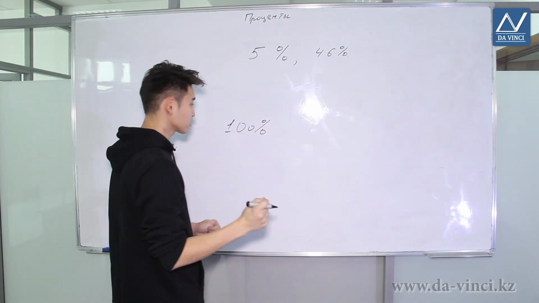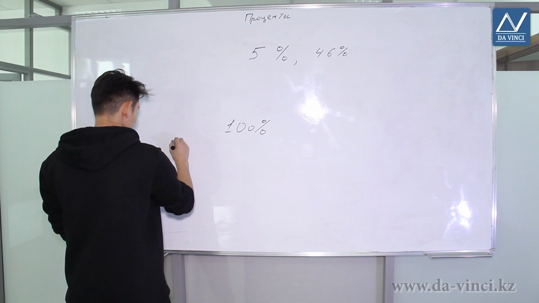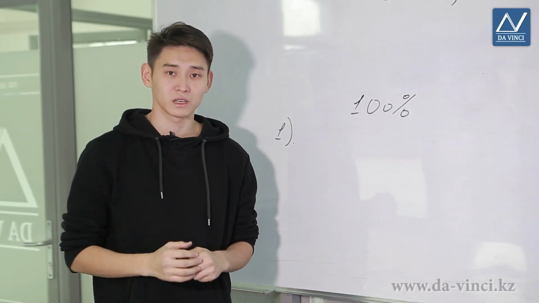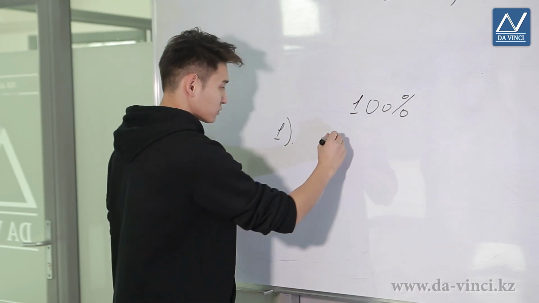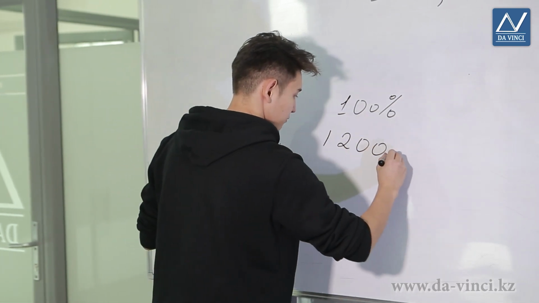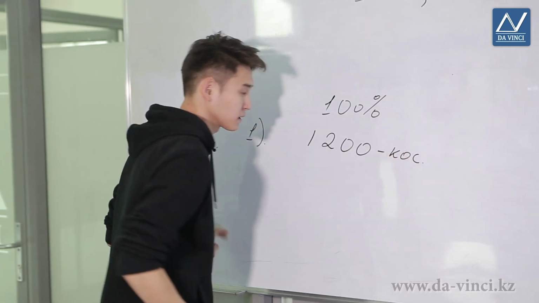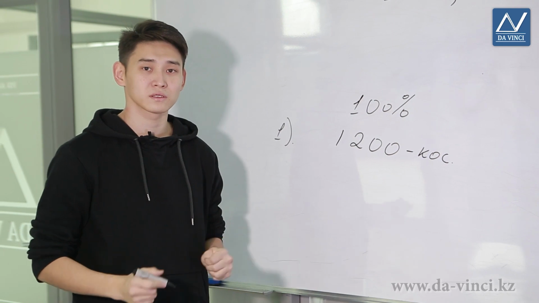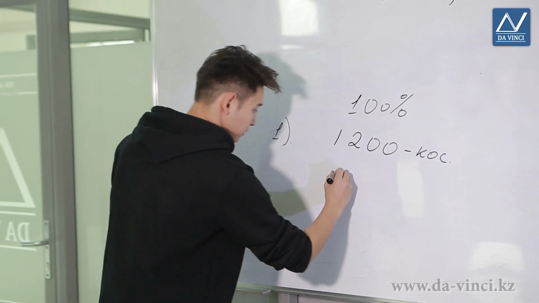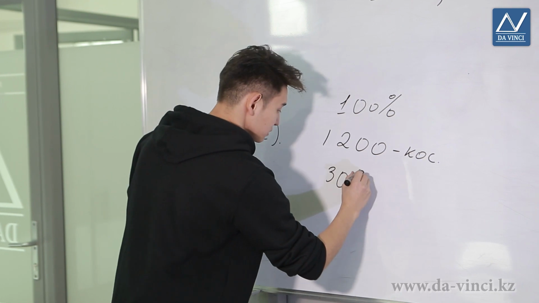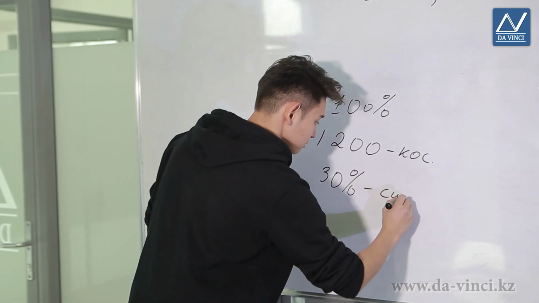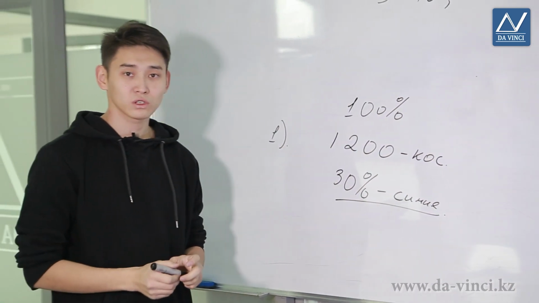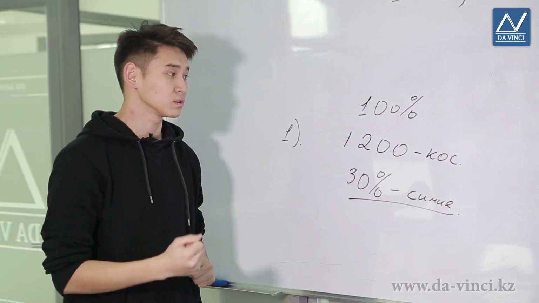Now let's consider an example. Example number 1. Let's have some kind of clothing company. It produces 1,200 suits per year. Let's go ahead. The company produced 30% of blue suits. That is, 30% of all costumes will be blue. The question is, how many blue suits did this company produce per 1 year?